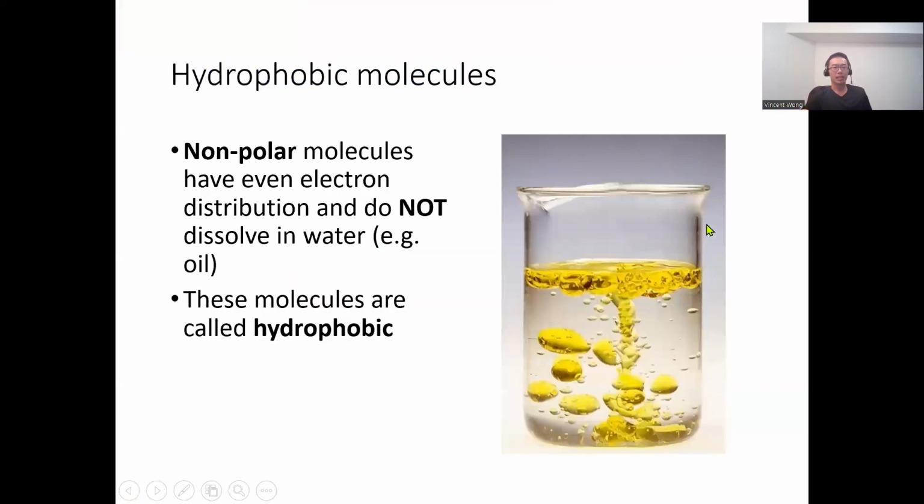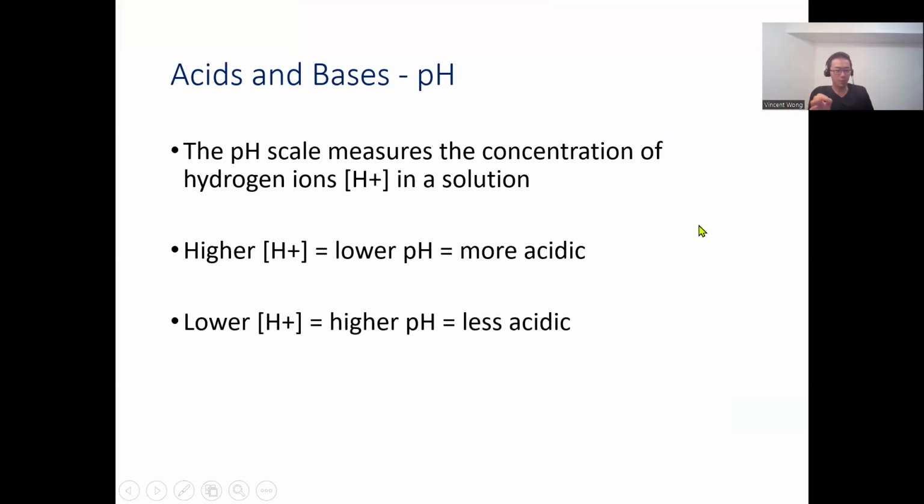Okay. The last chemistry bit that you have to understand is this concept of pH. I'm gonna keep it very simple. pH is a measurement of the concentration of hydrogen ions, how much H plus is in a solution. The higher the concentration of H plus, the lower the pH, and the more acidic it is. pH goes from 1 to 14 generally.